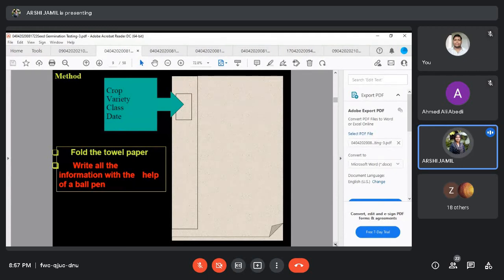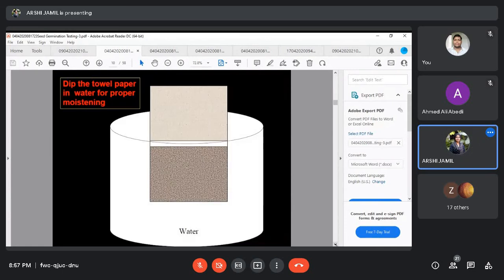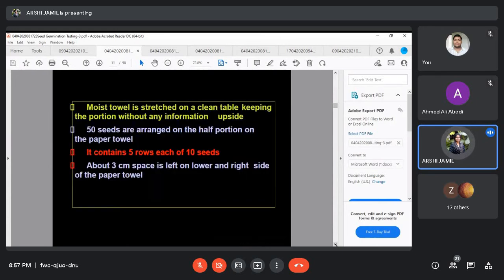You write down all the information, keeping in mind that you use a ball pen, because if you use an ink pen or a gel pen, the ink may diffuse because of the water and what you have written you may not be able to read it. So you write down all the information, you dip the paper towel in water for proper moistening. Then the moist towel is stretched on a clean table.